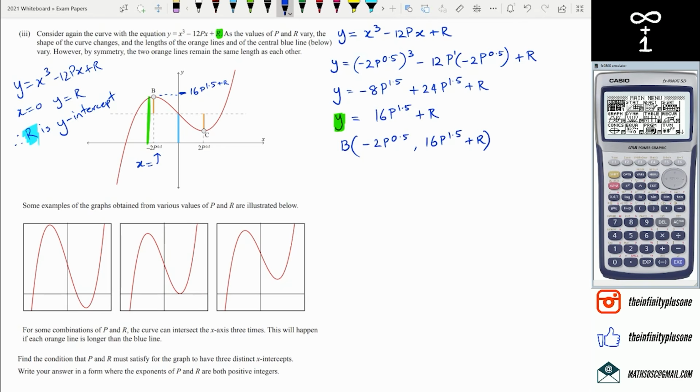So now we can figure out what that orange line is. The orange line is going to be the green line, take away the blue line. So the green line is equal to 16p to the power of 1.5 plus r, minus the blue line, which happens to be r, which is what we already discussed before. So our orange line is equal to 16p to the power of 1.5.